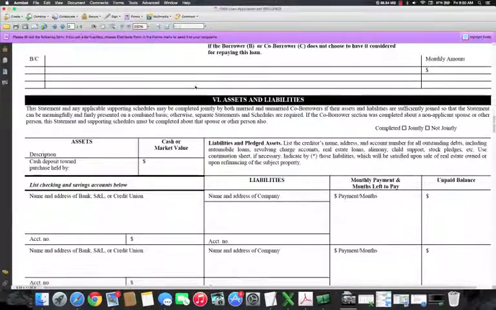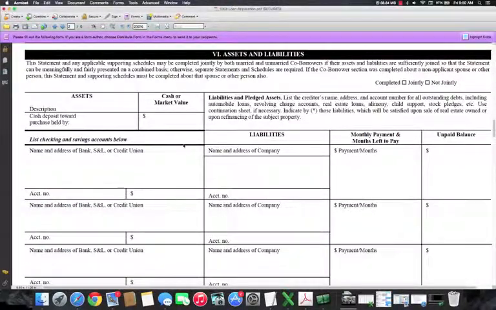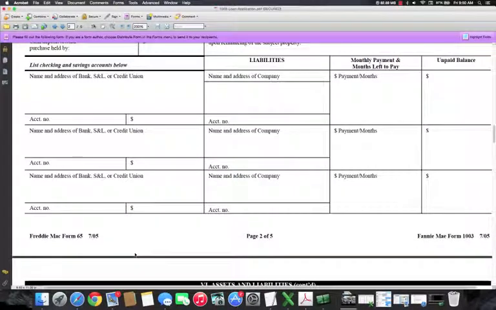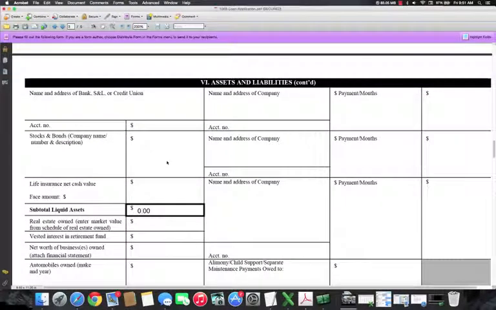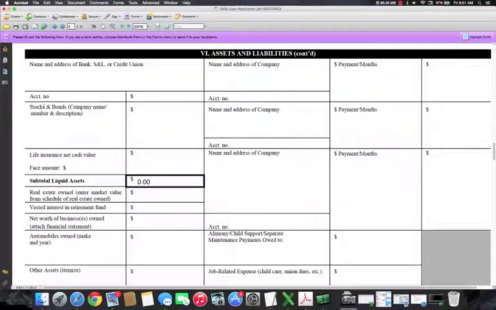Assets and liabilities, really important. Specifically, you all understand how to put where's your money, whether it's bank, credit union, wherever. And assets are usually on the left side and liabilities are over here, whether those are home loans, car loans, things like that. That's put over here. Here on the left, stocks and bonds, life insurance.